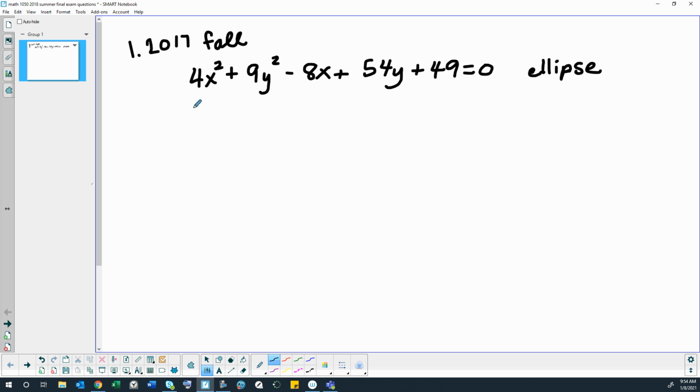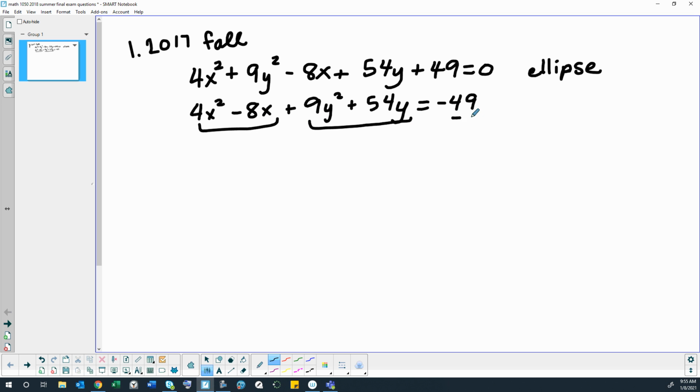Okay, we're going to start by grouping our x terms together. So anything that has an x in it, we'll put those together. And then anything that has a y in it, we'll put those together. So you can see how I'm just swapping the order of things. And then I'm going to go ahead and put the constant on the other side. So far I've got my x's together, got my y's together, and I have my constant on the other side.